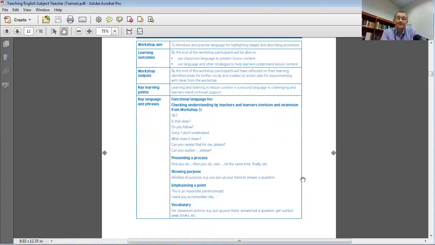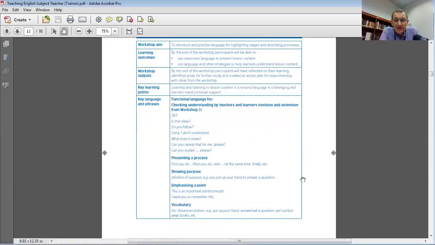Presenting a process. During this workshop, you're going to ask the teachers to present a process. This is a very common thing that we teach in subjects, in geography, in sciences, in all sorts of subjects. You have to talk about a process. First you do this, then you do something else. At the same time, you do something else.